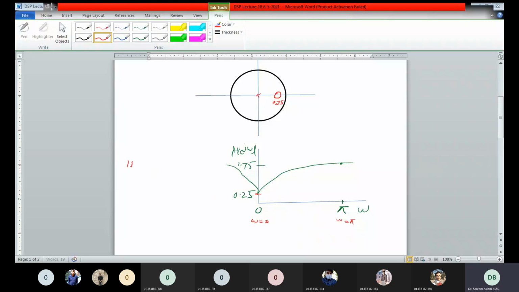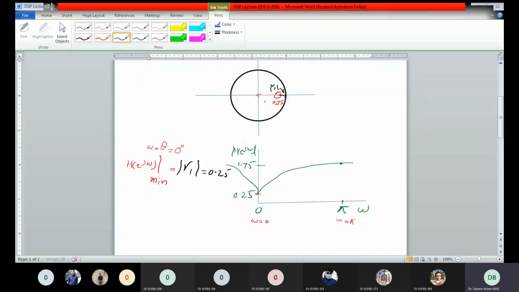It is 0.25. How do you write it? You write |H(e^jω)| minimum, where omega is equal to theta, and in our case theta is 0 degrees. So if we draw a vector from here to here, let's call this vector r1 mod. So we can say that this is |r1|, and this is equal to 0.25.